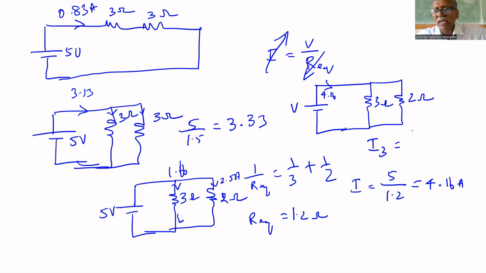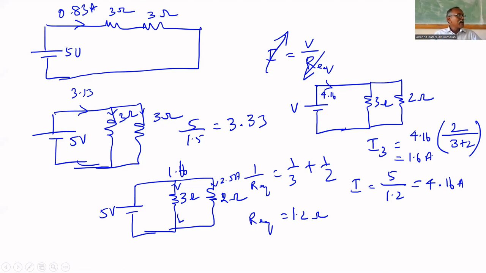I3 equals total current, 4.16, multiplied by the other branch resistance divided by the sum of resistances. This is called the current dividing theorem. What is I3, how much current? Check. It must be 1.6. Got 1.6? Yes. So, what is the formula? Total current multiplied by the other branch resistance, not the opposite, divided by the sum of resistances. If it is a parallel circuit, to find the current in one branch, use the other branch resistance divided by the sum of resistances. It is applicable only if there are two resistances.